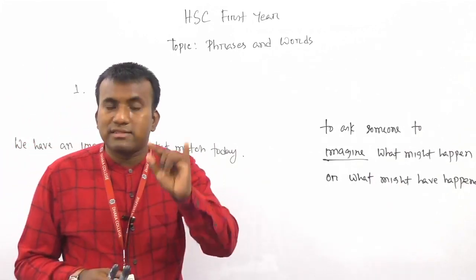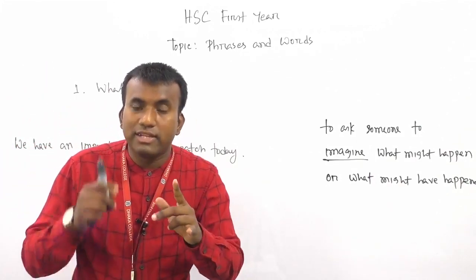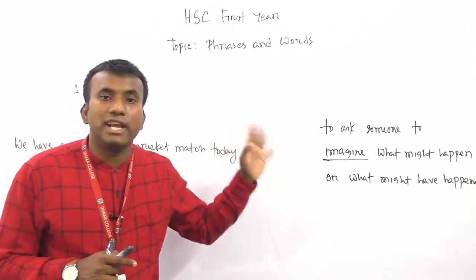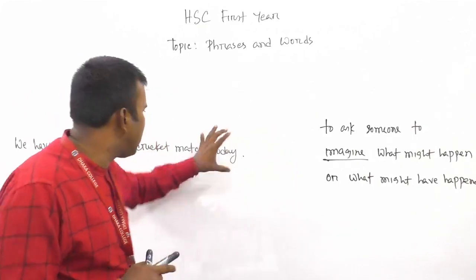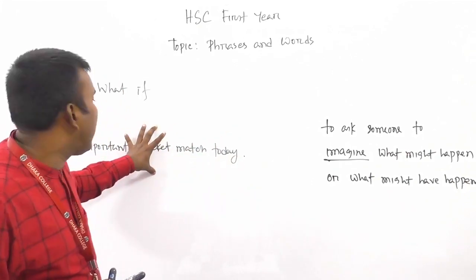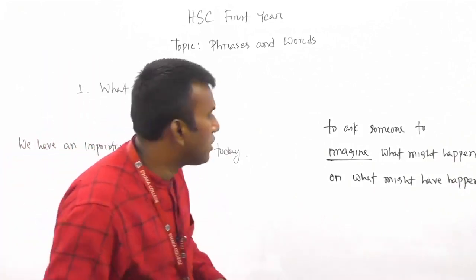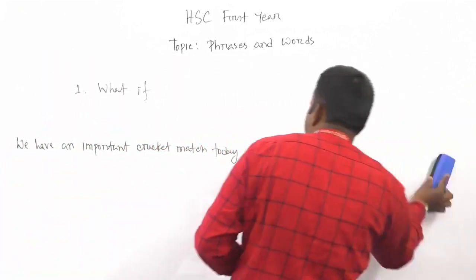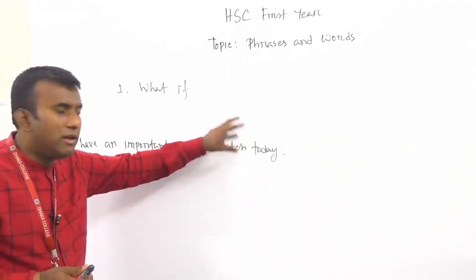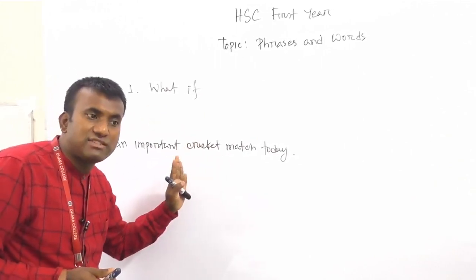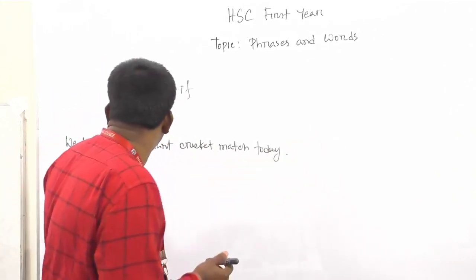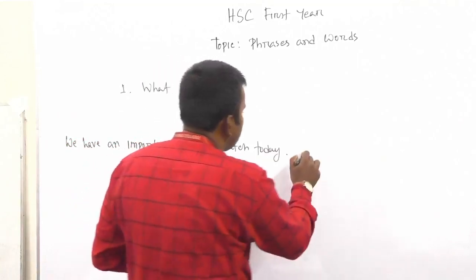in one sentence, there will be a gap. There might be another sentence related to the sentence with gaps. This is the sentence which doesn't maintain a gap. This is extra information. Now I'm going to give you the question. We have an important cricket match today. This is information. You have to consider this information to fill in the blank of the upcoming sentence. For example, we have an important cricket match today, dash.